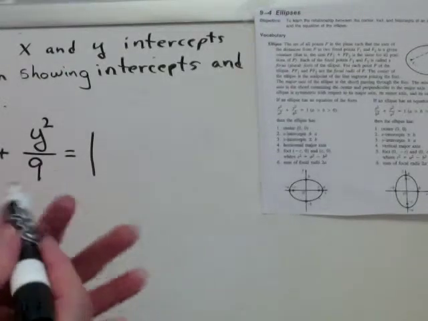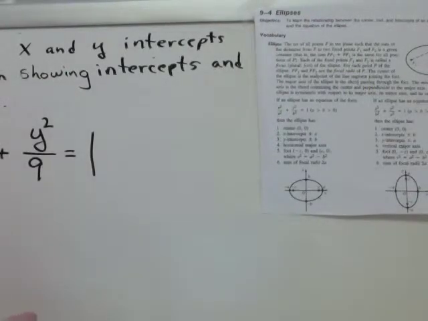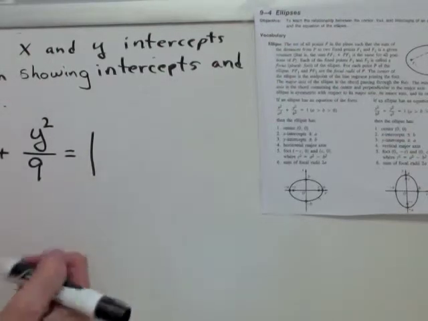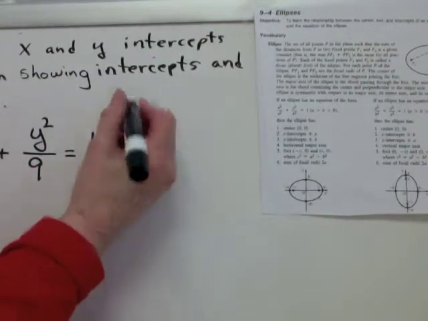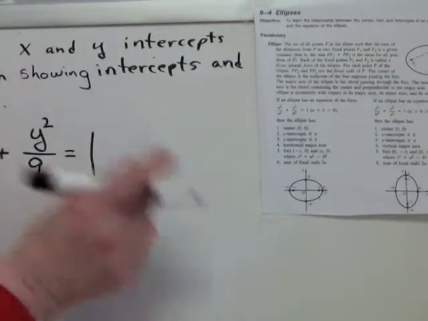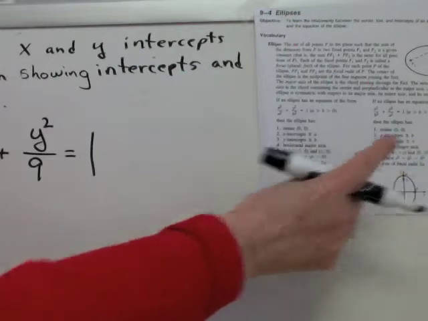Ellipse, and basically I want you to show the x and y intercepts and the foci. So the first thing you do is you need to identify the a, the b, and the c. And we have two general equations.